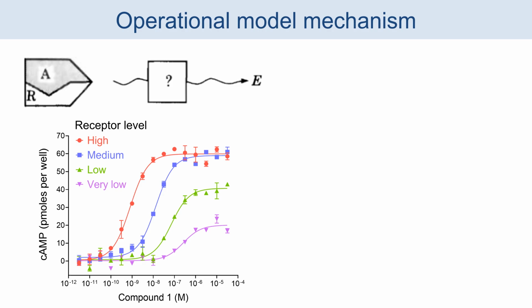These basic assumptions can explain something we see in the data here: why the curve shifts when we change the expression level. As we increase the receptor level, the curve shifts to the left. This indicates we need less agonist to generate the signal. Let's simplify this a bit by just using the high and medium level of receptor expression.